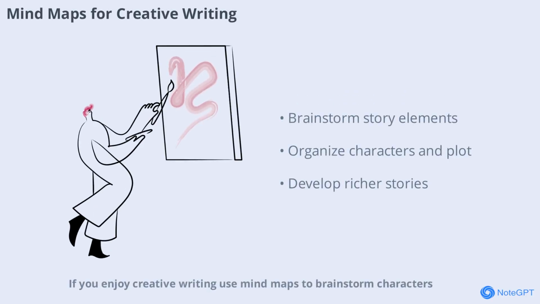If you enjoy creative writing, use mind maps to brainstorm characters, plot points, and settings. Place your story idea in the center, then branch out with all your creative elements. This helps you develop richer stories and keeps your ideas organized.